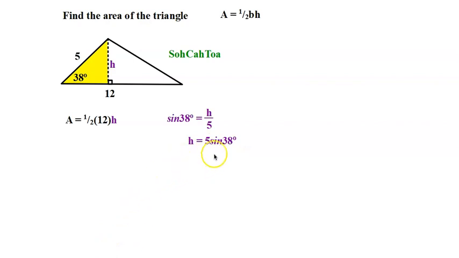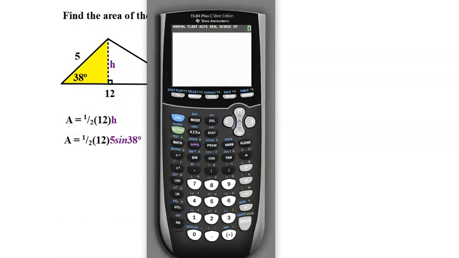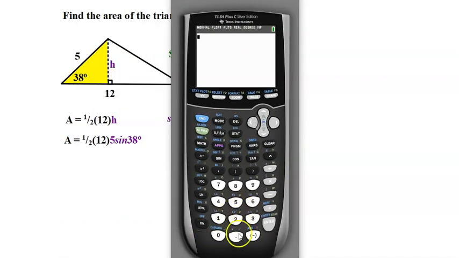I could put that in the calculator right now, but I'd rather not because I'm going to round it off. It's better if you just take this 5 sine 38 and plug it into your formula. So you have area is 1/2 your base, 12, times your height, which is 5 times the sine of 38 degrees. So let's get the calculator up here and type that in. We have 1/2 times 12 times 5 times the sine of 38 degrees.